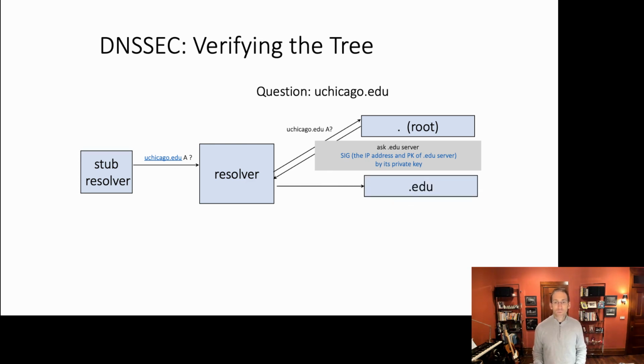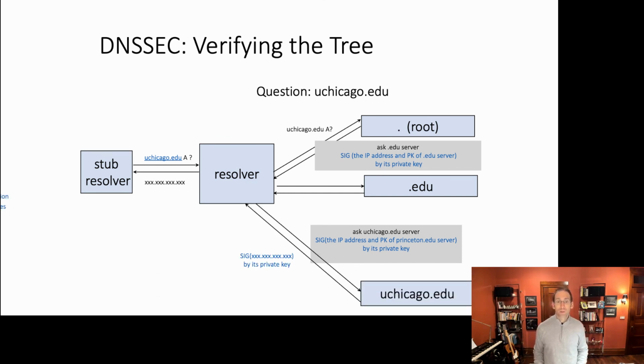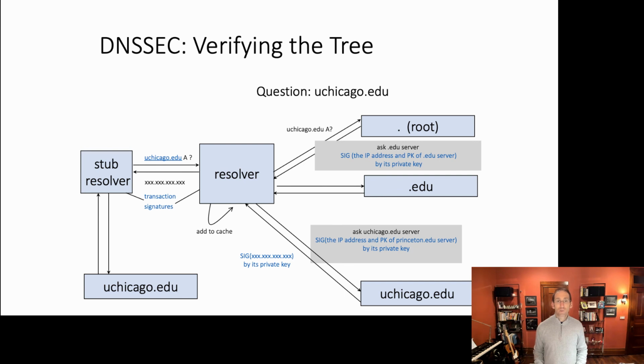Once the resolver knows the public key of the .edu server, it can then check any message that's signed by the .edu server, including subsequent referrals. And that process repeats all the way down the name server hierarchy until the stub resolver receives the corresponding IP address.